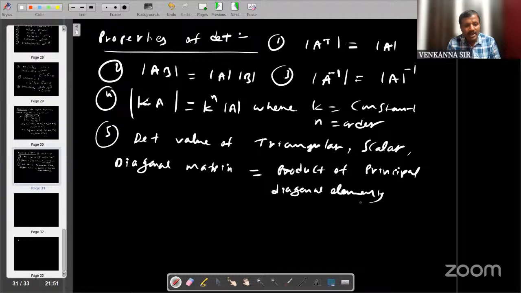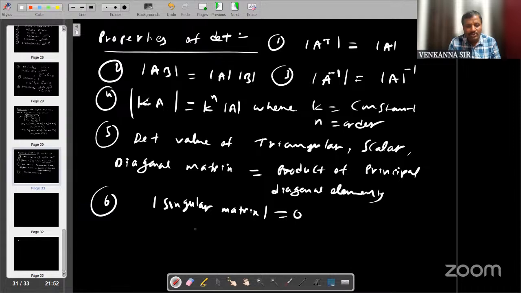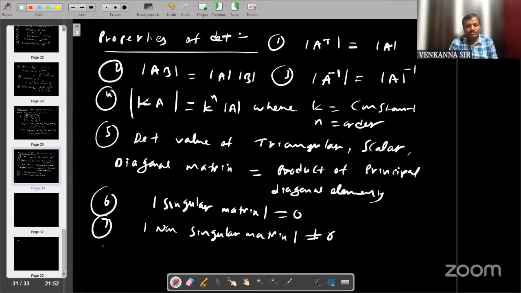Product of principal diagonal elements. Sixth one, determinant of singular matrix is equal to 0. Seventh, determinant of non-singular matrix is not equal to 0.